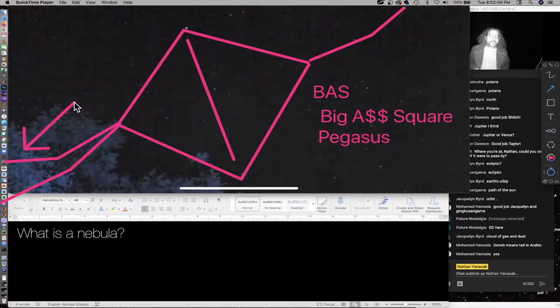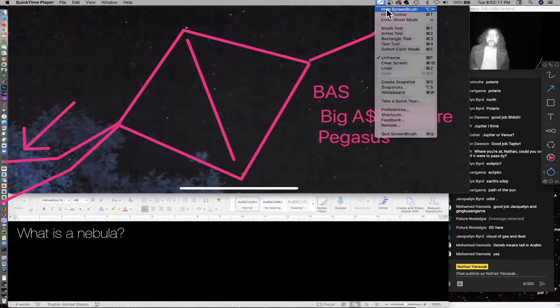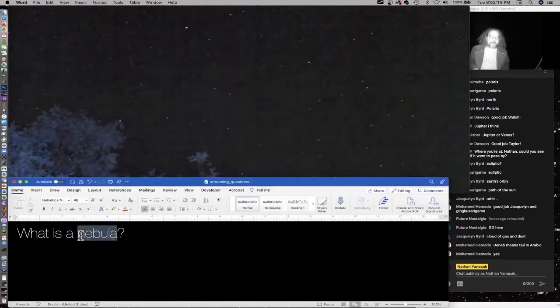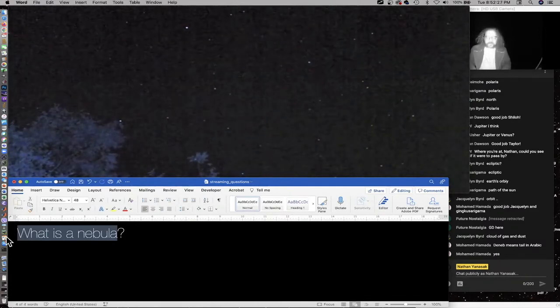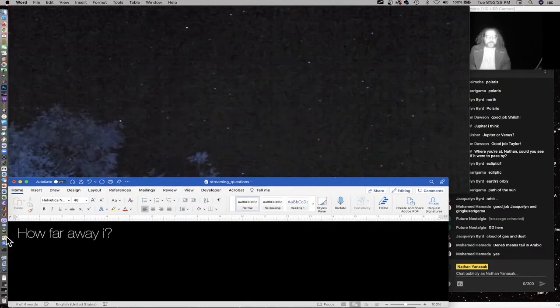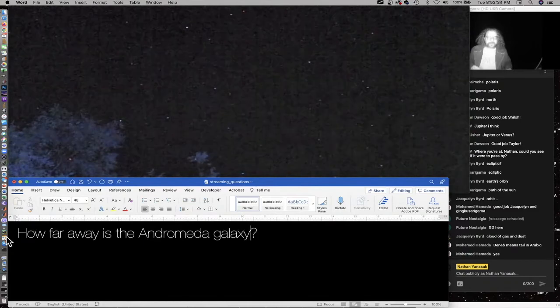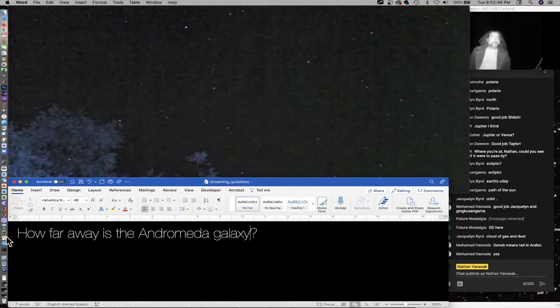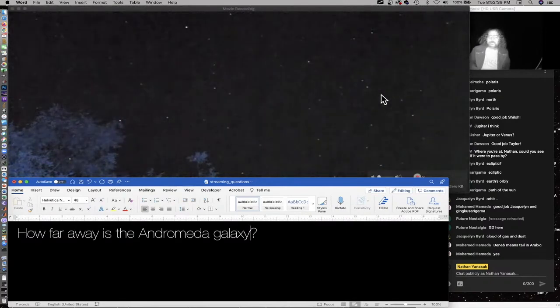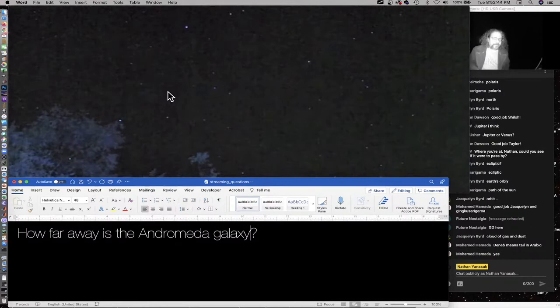And in this particular location, we have the constellation of Andromeda. And so Andromeda is special because Andromeda is the closest major galaxy in our neighborhood. So how far away is the Andromeda galaxy? How far away is it? So the light leaving Andromeda is reaching us tonight from what time?